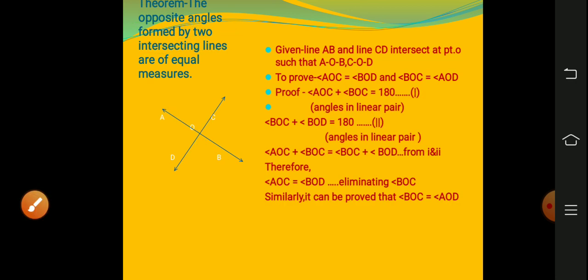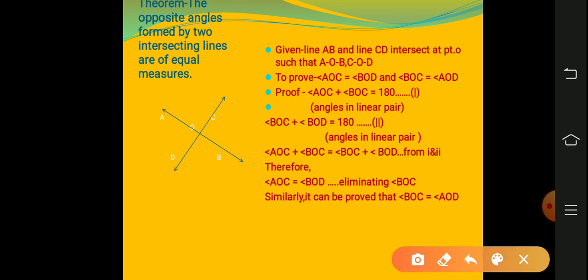Then our proof is: if you observe the diagram you will notice there are pairs of linear pair angles. So identify them with the help of the diagram. See, in the diagram angle AOC plus angle BOC are linear pair angles, and you know that the sum of linear pair angles is 180 degrees. So we write angle AOC plus angle BOC is equal to 180 degrees. It is our equation number one, and our reason is angles in linear pair.